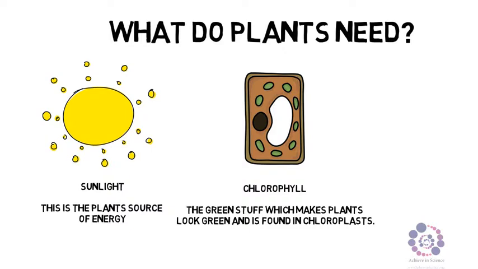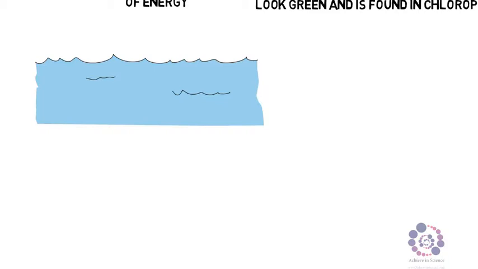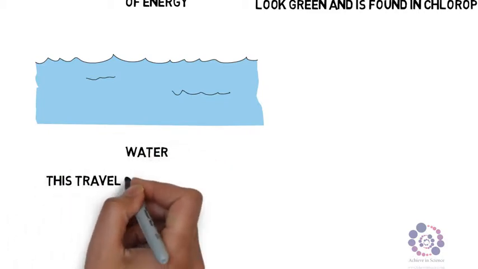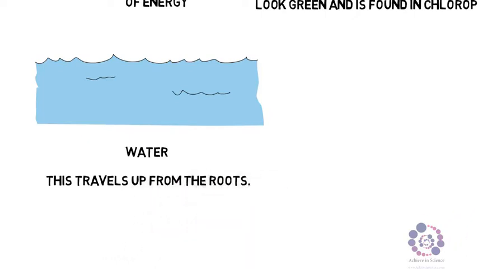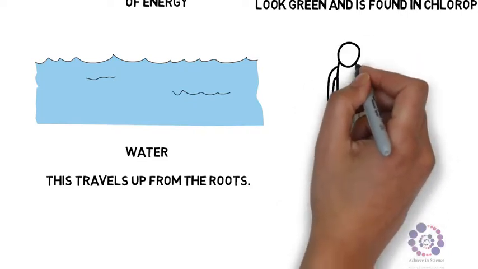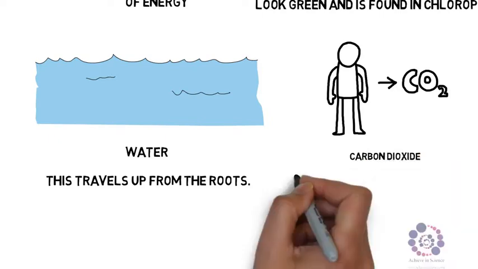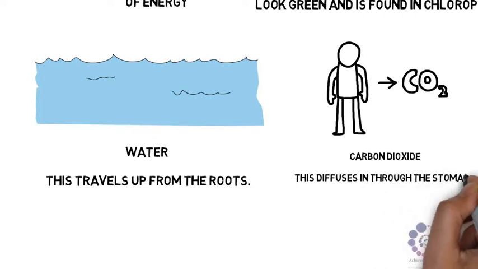Now if we go back to our equation, we can recall that the plant needs water. Now water will travel up from the roots to the site of photosynthesis. And finally, from the equation again, the plant requires carbon dioxide from the atmosphere, which diffuses into the leaf via the stomata.